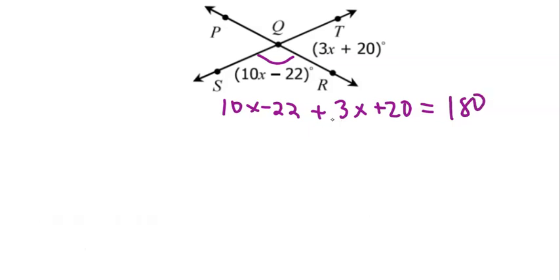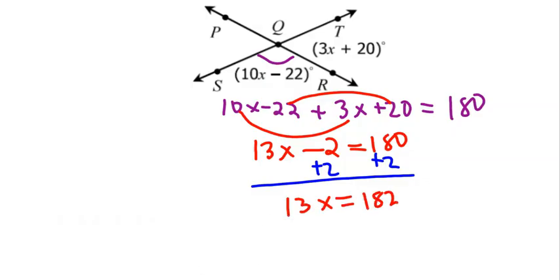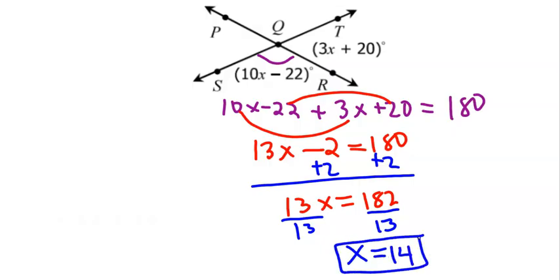We're going to combine like terms like we did before. Again, combine like terms like we did before. And now we solve for x. I'm going to add 2 to both sides and divide by 13. The answer is that x is equal to 14 degrees.